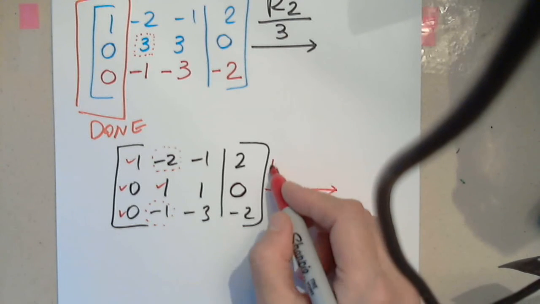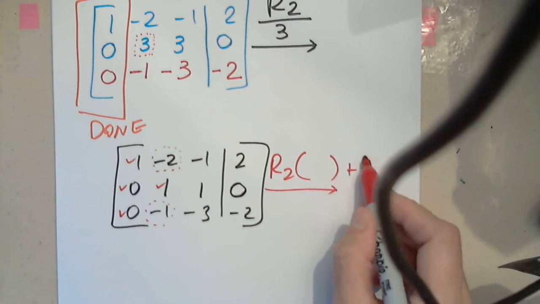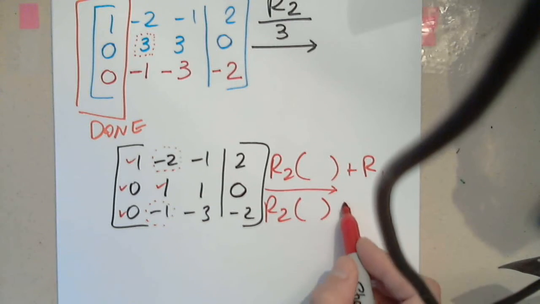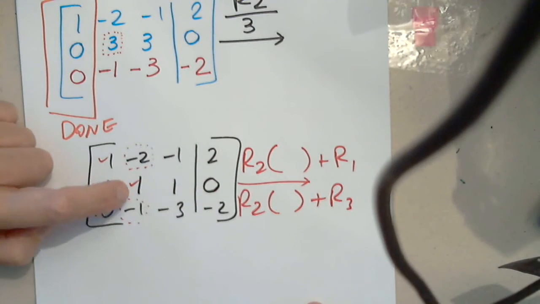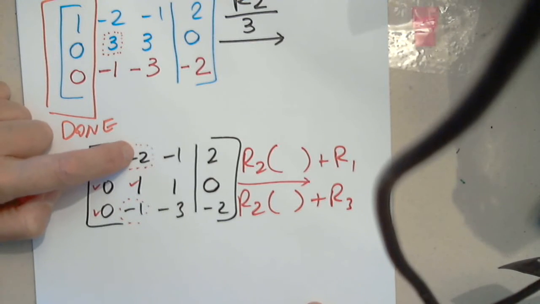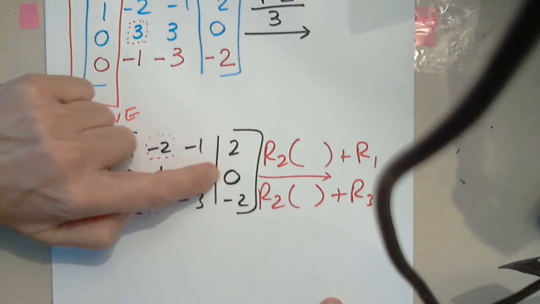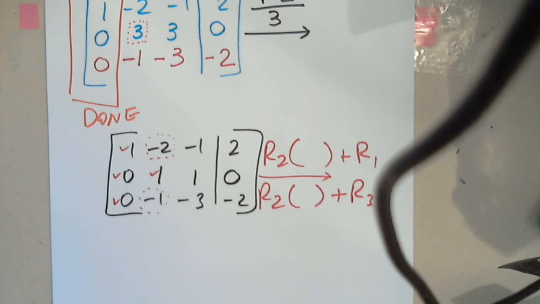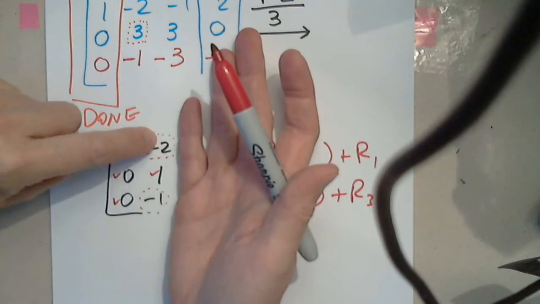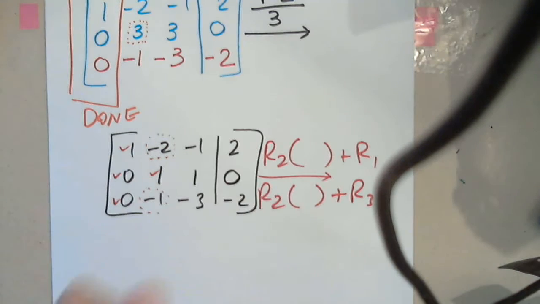And of course, I am at a stage in which I have to use row 2. Now I have to use row 2 and multiply by something to eliminate this. Multiply row 2 by something to eliminate this. We don't care about the rest. We are focusing on these 2 numbers now.